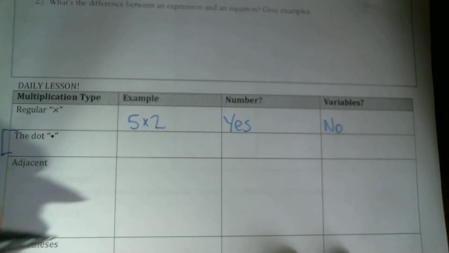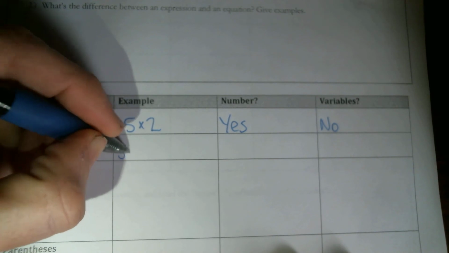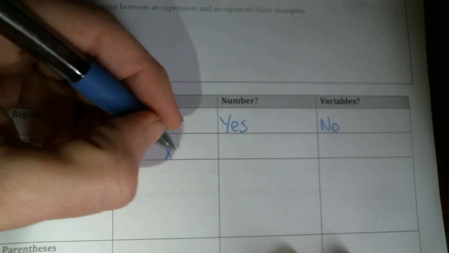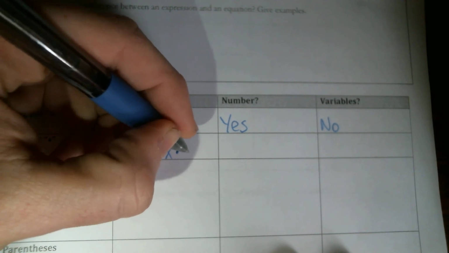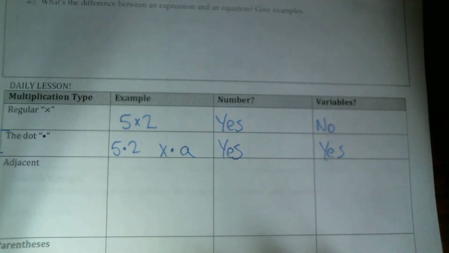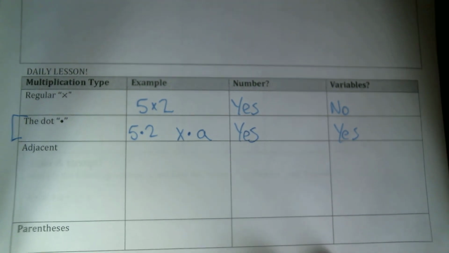This is one of our favorites in algebra, the dot. Of course, it could look like this. It could be 5 times 2. Of course, in variable form, we might have x times a, something like that. So with numbers, yes, we can use this. And with variables, yes, we can use it. The dot makes sense in a lot of situations.